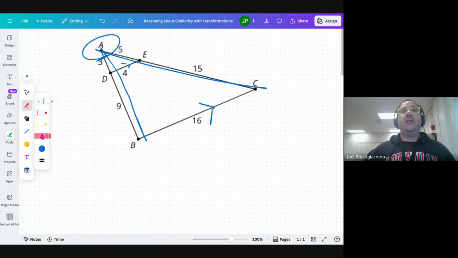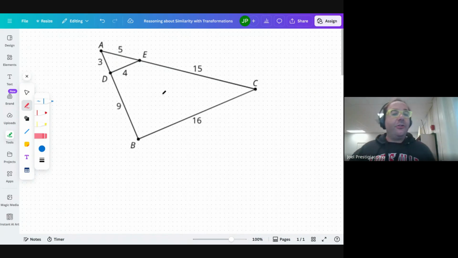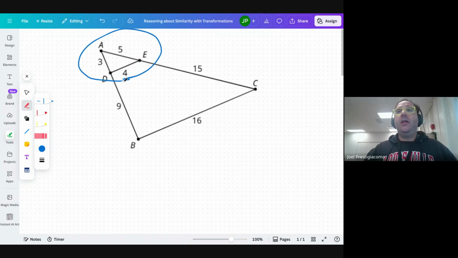Now, this type of imagery can be a little tough for people to see, and it can cause some issues because this is a special type of similar triangle set. But here's what I want to show you. If we take this triangle here, and I'm going to do a crude drawing of it, we can see that the lengths are 3, 4, and 5.